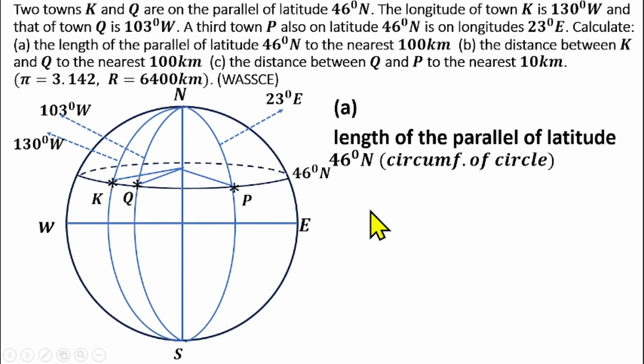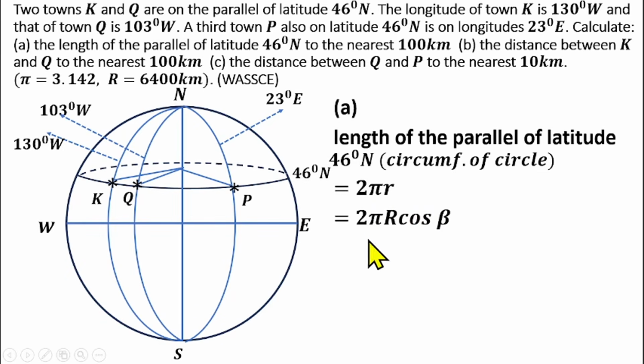So what do you use to find the circumference of a circle? That is 2 pi r. In this case, you're going to be using a small letter r because it's a small circle. And we know that our small r is equal to big R cos beta. So that means the formula for finding the circumference of the circle becomes 2 pi big R cos beta. So in this case now, we can substitute our values.